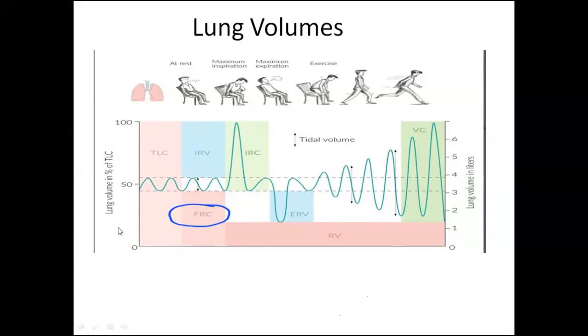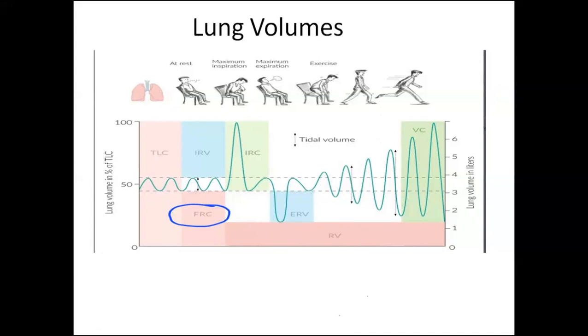What is the air present in the lungs after normal expiration? That is not the left out. What is remaining in the lung after a normal expiration? That is the FRC. The residual volume is the volume remaining when you have forced expiration.